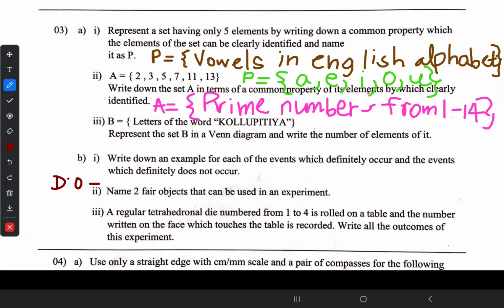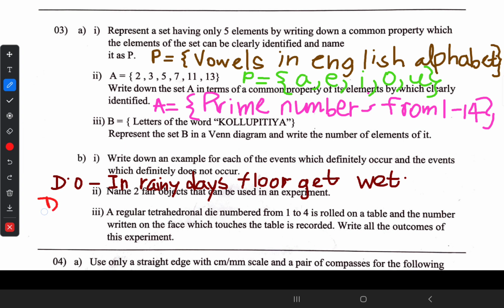I'll write, in rainy days, floor gets wet. Okay, this is definitely an occurring event. In rainy days all the floor will be wet. That's a definitely occurring event.